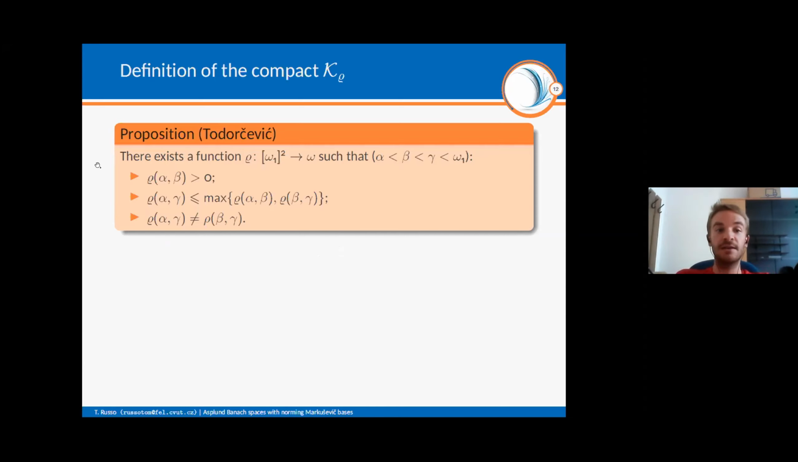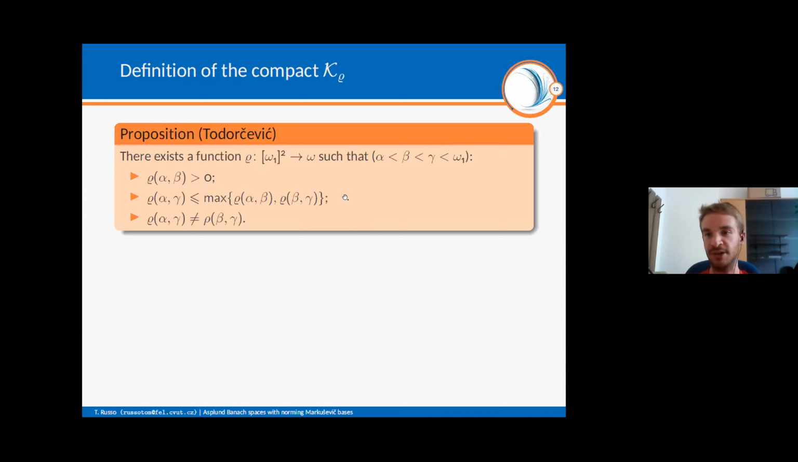Yes, they do. And there are many constructions in Stevo's book that one can pick. And in our talk, we will need a rho function that has some properties that are listed here. The first one is that outside the diagonal, rho is strictly positive. This is nothing special. This is not a real assumption. You can always obtain it without any effort, just sum one. So this is easy to get.